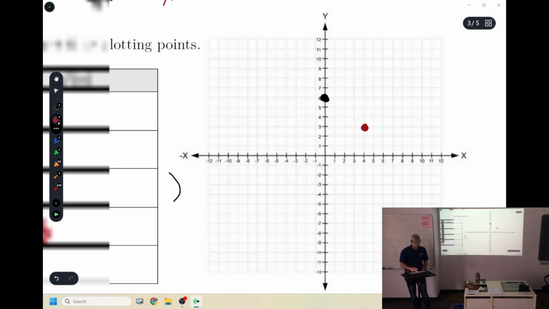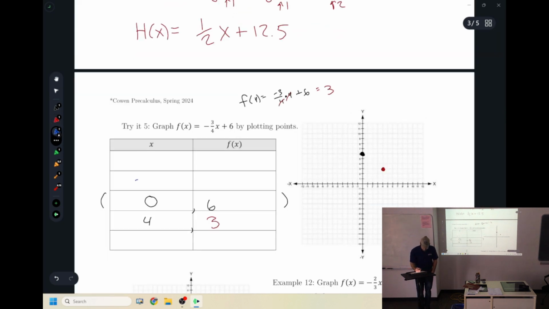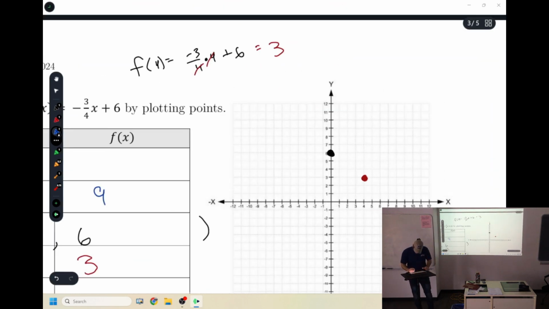Though, because the problem asked us to, let's do one more point just to be safe. Let's go on the other side of it and go negative 4. Say, what do we get if we throw negative 4 in the mix? Negative 4, 9. Negative 4 comma 9.